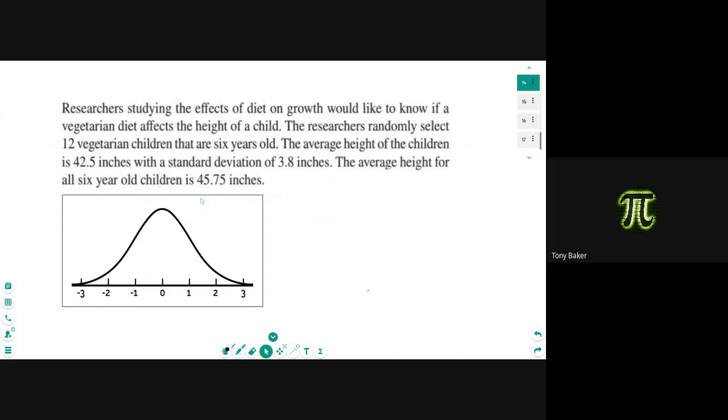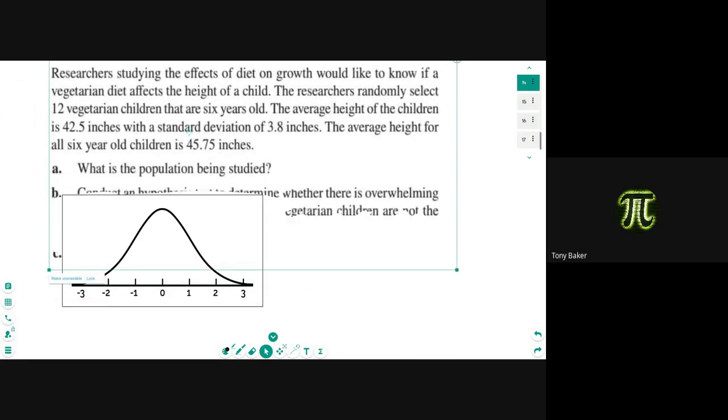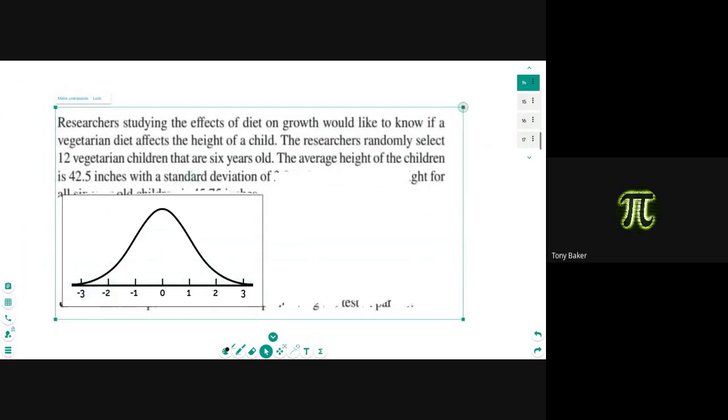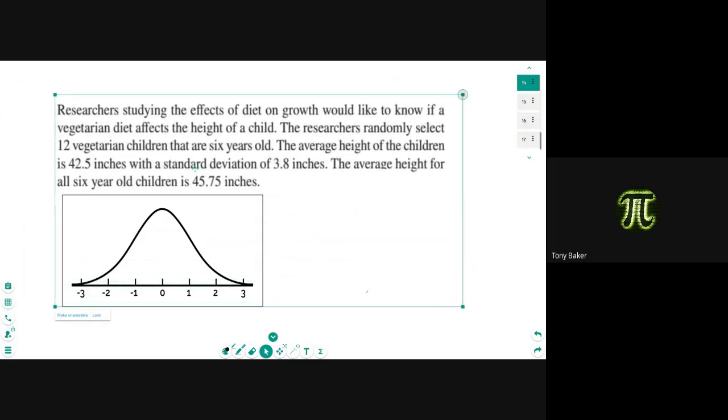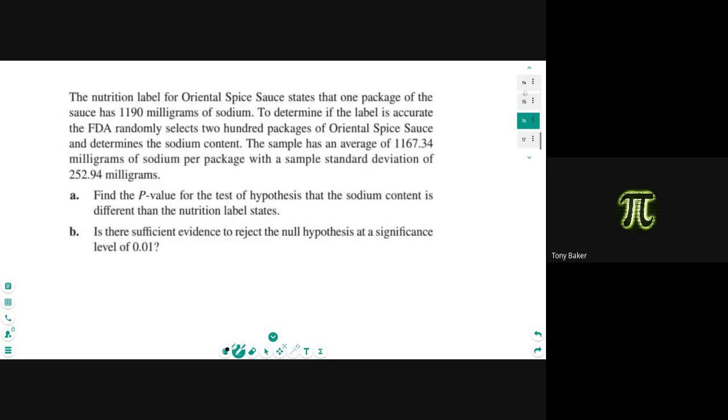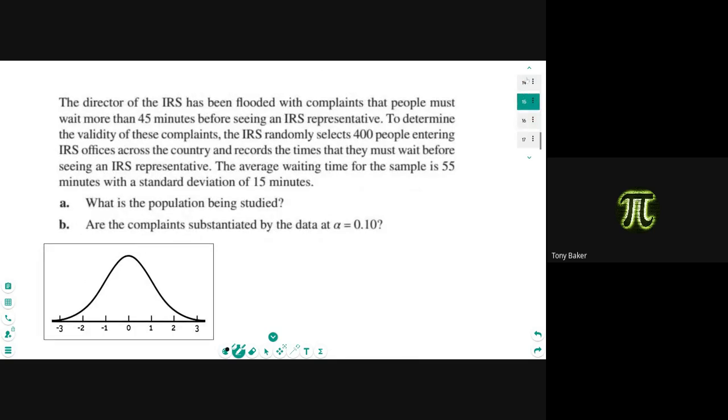Let's do this one. Significance level 0.05. Wrong one. This one.